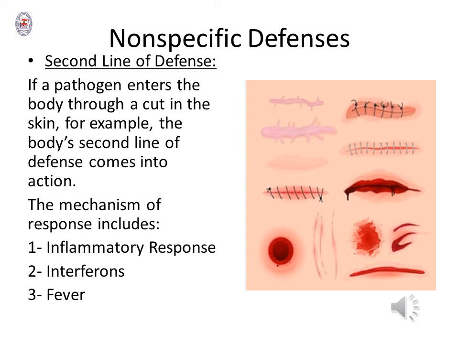The second line is activated when a pathogen enters the body through a cut in the skin, for example. Then the body's second line of defense comes into action. The mechanism of response includes inflammatory response, interferons, and fever.